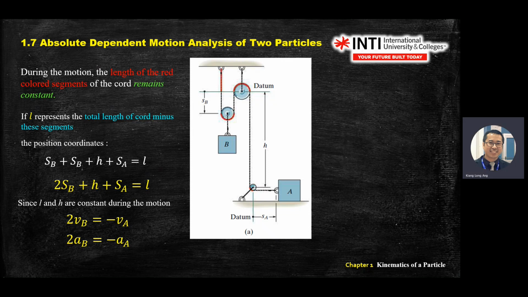That's if you try to pull this one, what will happen to B? B will move up, right? B will move up, but normally Y and X we assume go up positive, but Y, when you do the derivation, is negative because of the datum. Datum go down positive, but object B, when you pull A, object B moves up. Let's say with the acceleration. Acceleration follows the velocity.